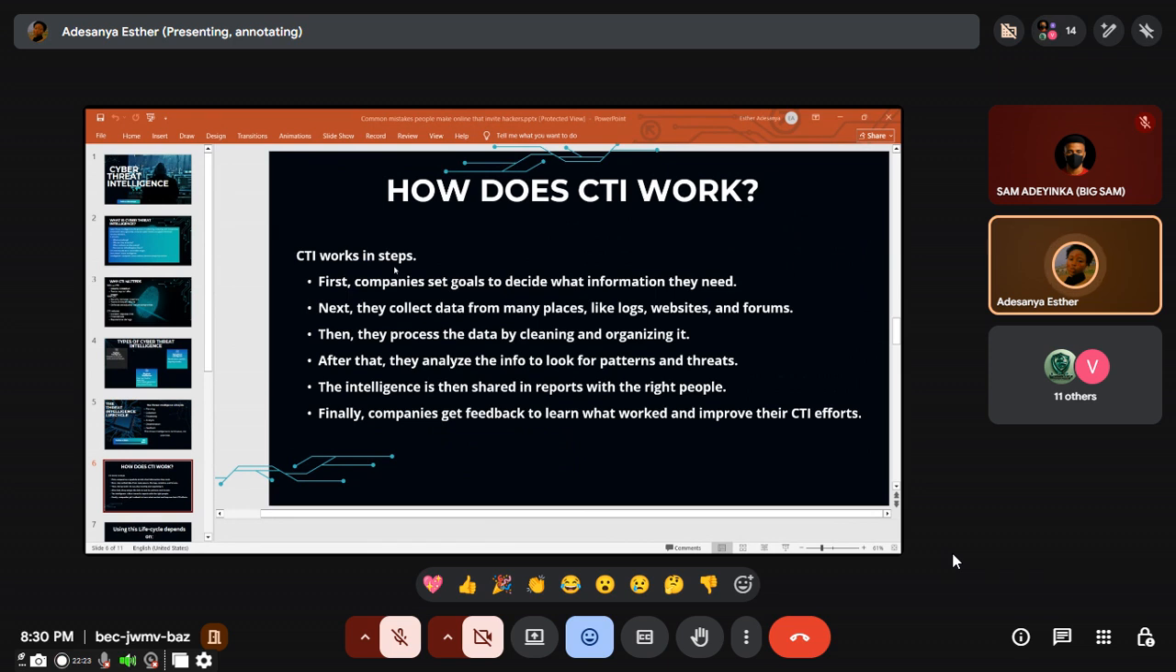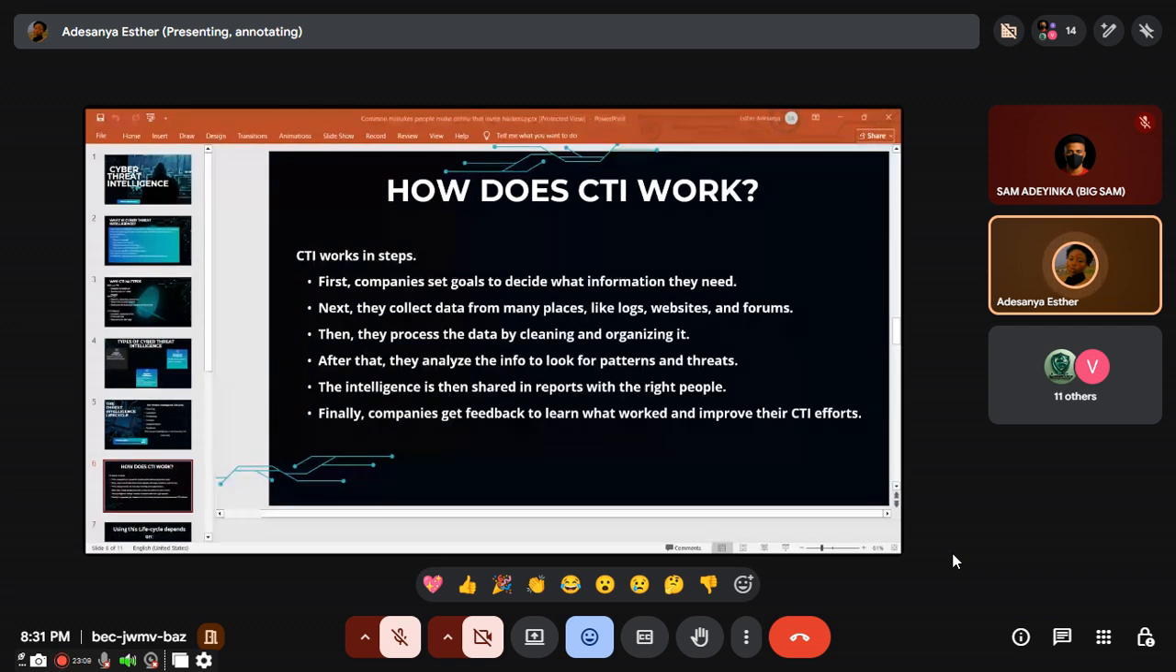First, the company sets goals to decide what information they need, which is the planning process. Next, they collect data from many places like logs, websites, and forums, which is the collection process. Next, they process the data by cleaning it and organizing it, which is processing. After that, they analyze the information to look for patterns and threats. Then the intelligence is shared in reports with the right set of people. And finally, the company gets feedback to learn what worked and improve their CTI efforts.